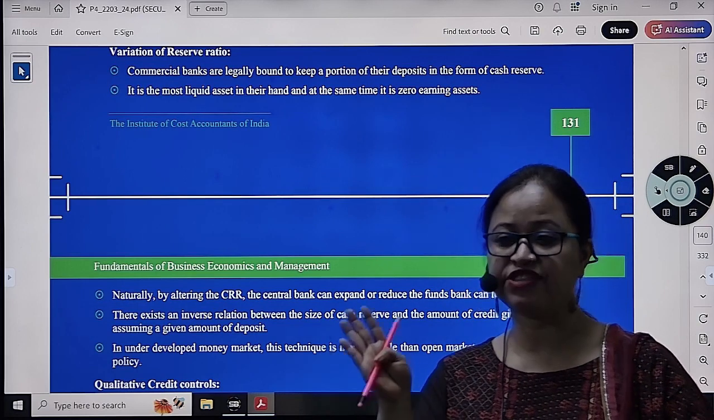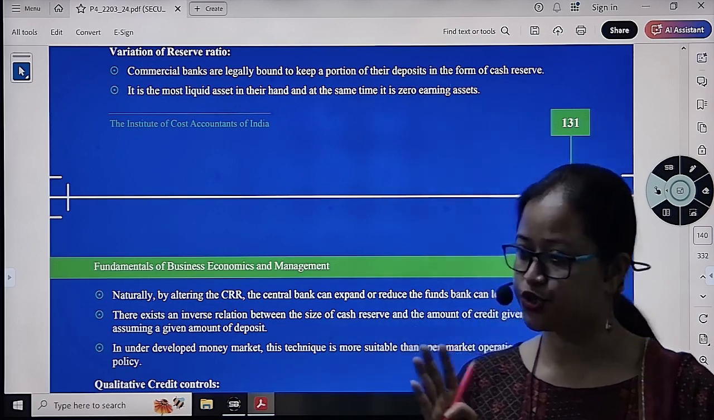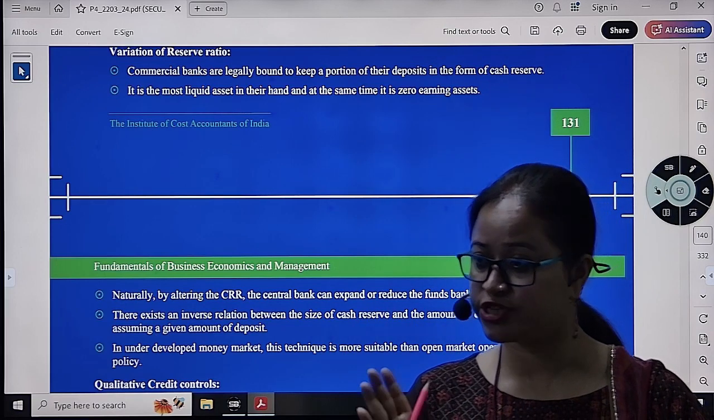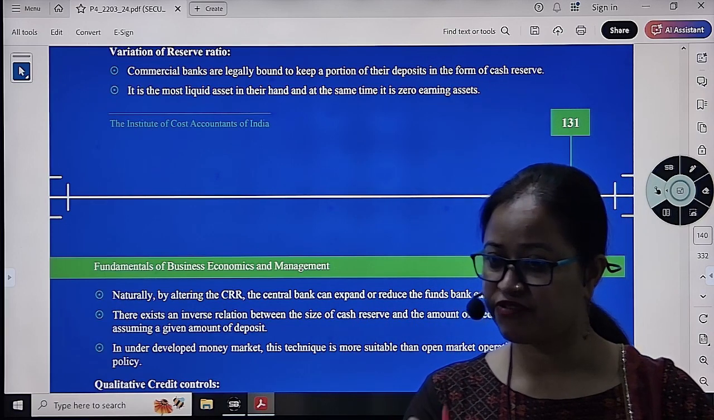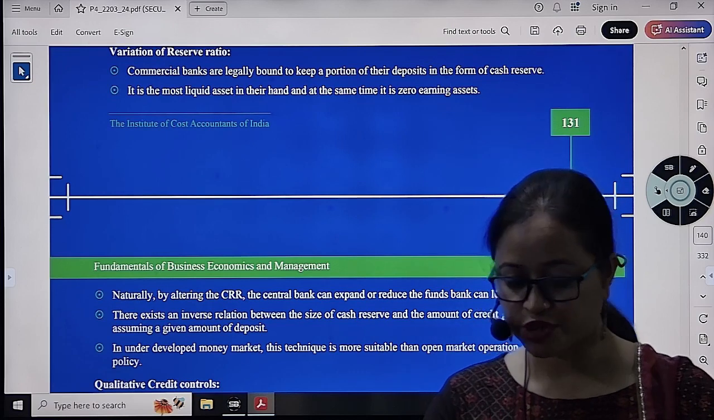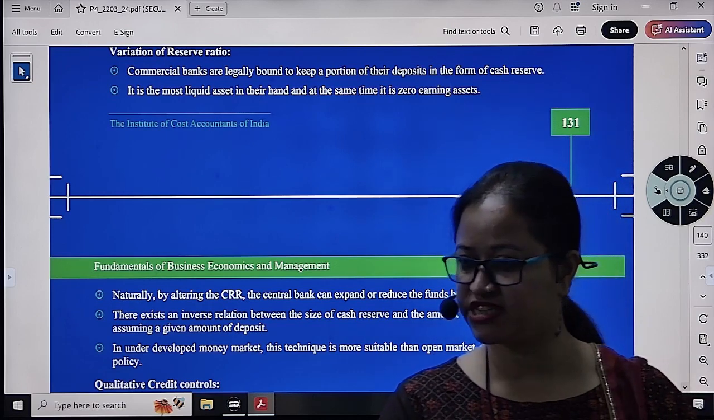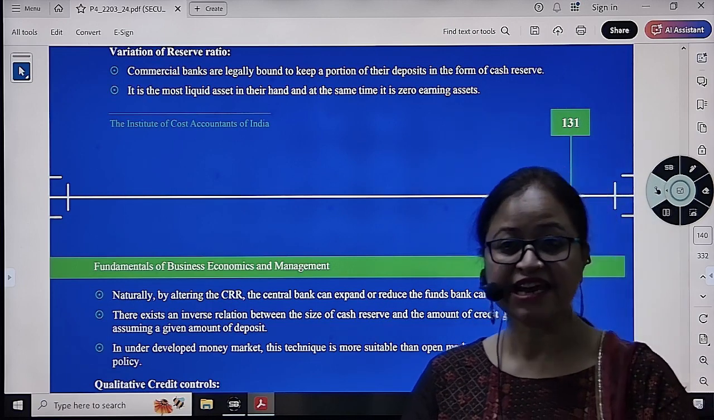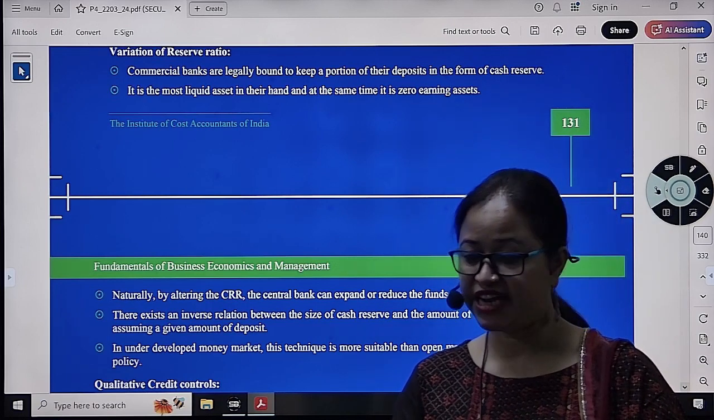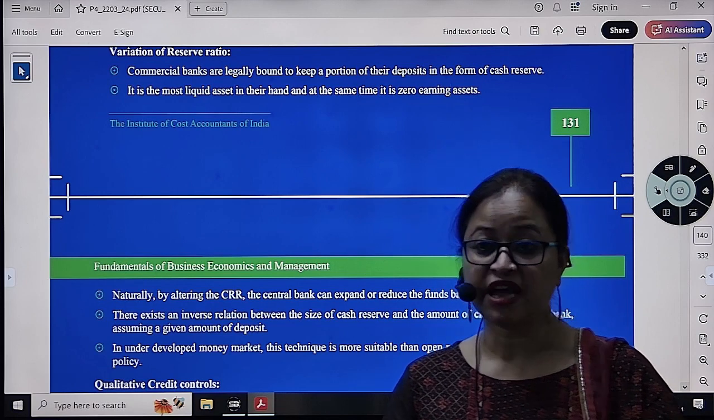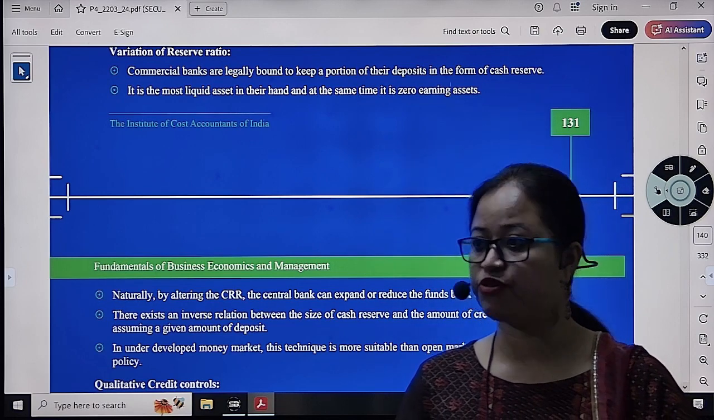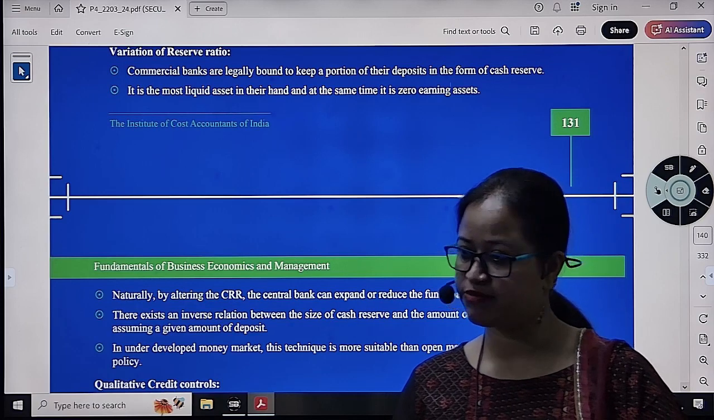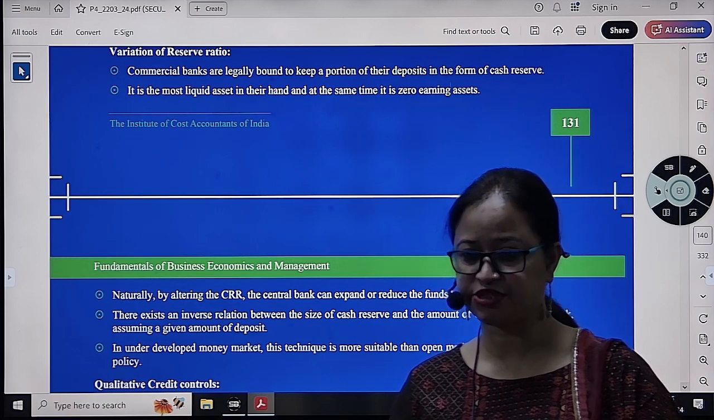Fine? If the central bank wants to control credit, they will increase CRR. Right? Because if the commercial bank keeps more reserves with the central bank, then the commercial bank is left with less deposits. And with those deposits, they will be unable to provide or grant loans to the general public. Understood? समझ में आया? क्या समझ में आया?